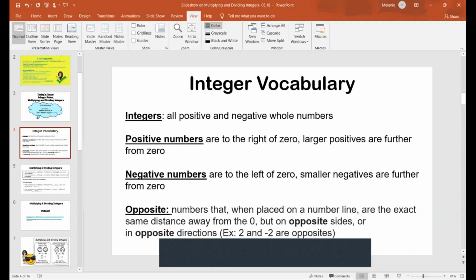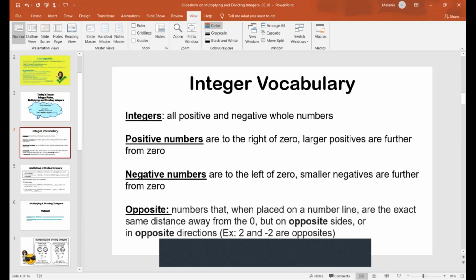Integer vocabulary: all positive and negative whole numbers are integers. That word, integer, might not be as familiar to you. We talked about it earlier in the year. All positive and negative whole numbers. So what that means is not all negative numbers are integers. Let's think about that for a second. Not all negative numbers are integers.